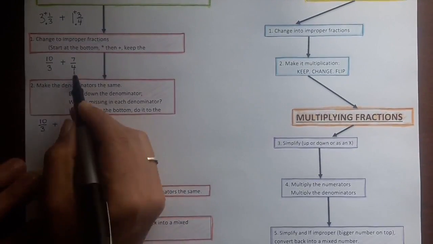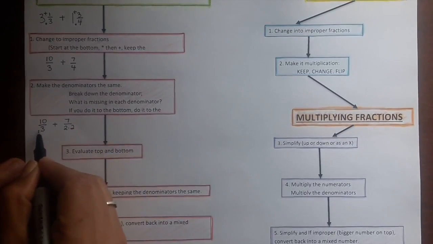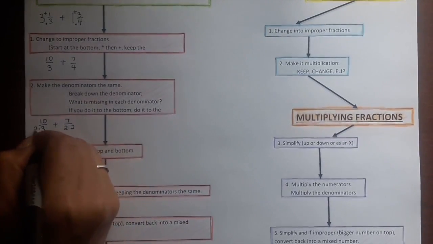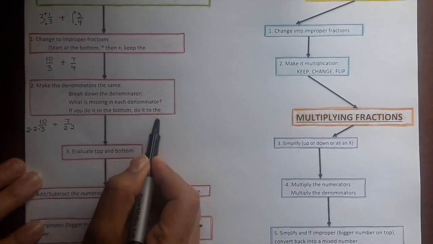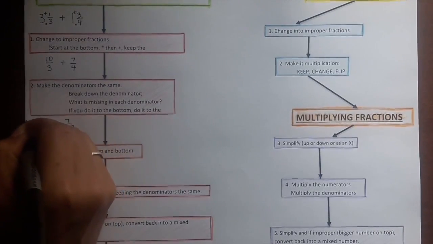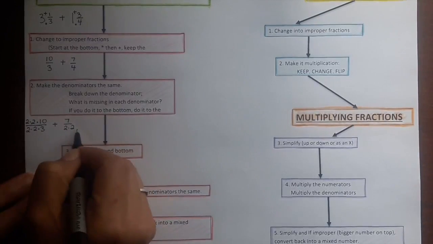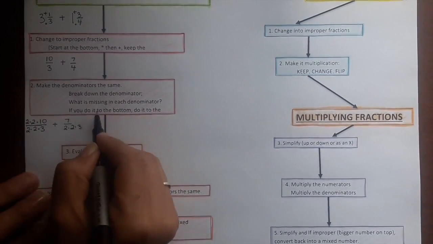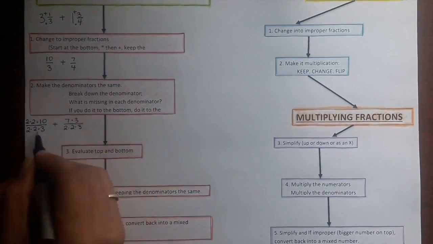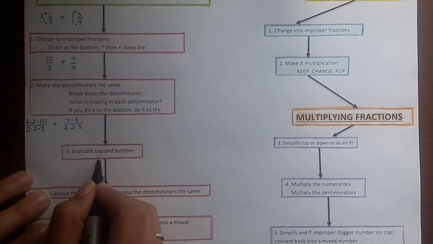What's missing in each denominator? This one has 2 times 2, so I'm going to make sure the left one also has 2 times 2. If I do it to the bottom, I'm going to do it to the top. Now looking at the second one, that's just missing a 3. So if I do it to the bottom, I'm going to do it to the top. Now you can see that the denominators are exactly the same.